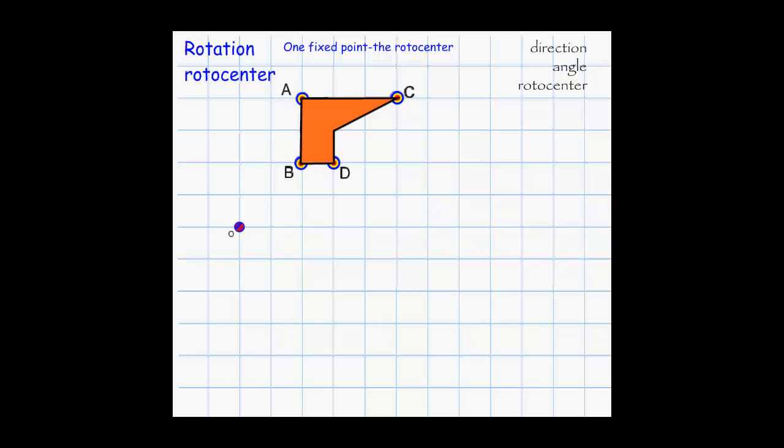Another kind of transformation we're going to talk about is a rotation. In order to do a rotation, we need to know the direction, so we need to know whether we're going to go clockwise or counterclockwise. We need to know the angle, or how far we're going to rotate it, and we need to know a rotocenter. So to illustrate rotocenter, we're going to look at this. This is the rotocenter O right here.